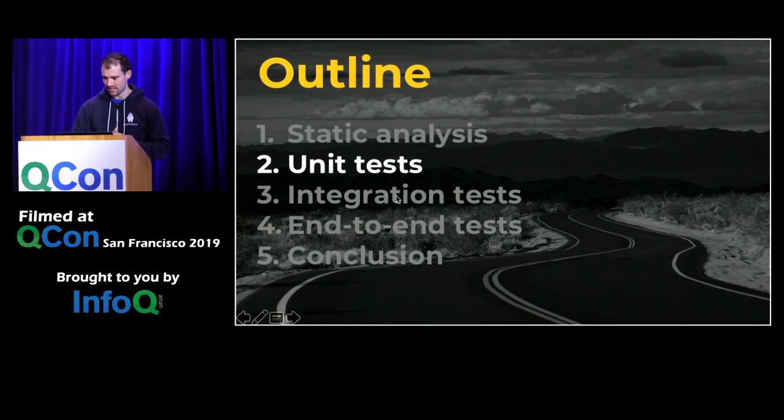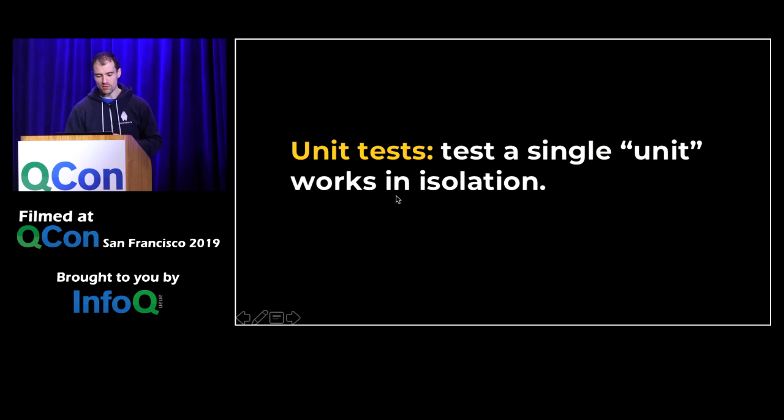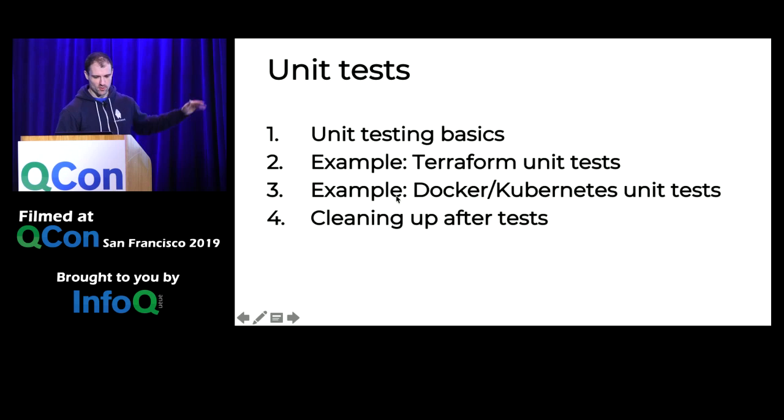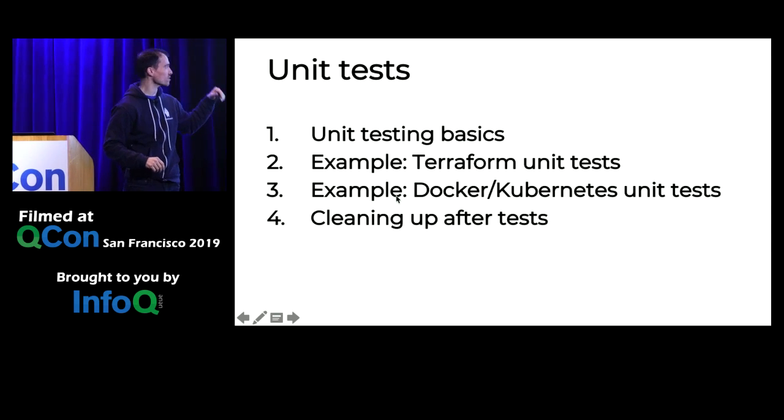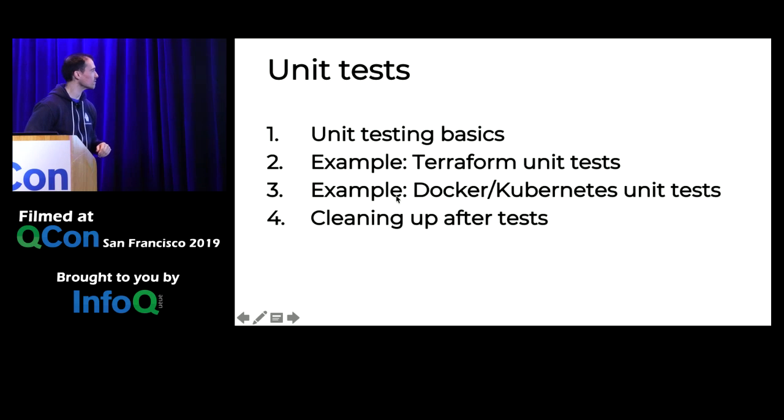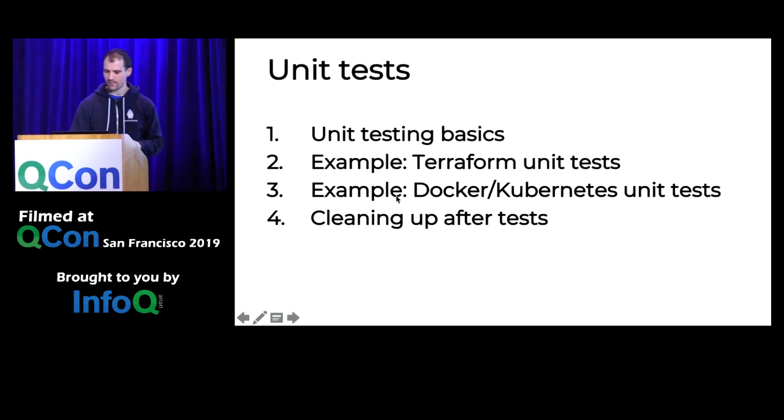Now we're going to get a little more advanced. The idea with unit testing is you want to be able to test, as the name implies, a single unit of your code in isolation. In this section, we're going to go through a few things. We'll introduce the basics of unit testing. I'll then show a couple of examples for two different types of infrastructure code, so we'll look at Terraform and Docker and Kubernetes, and then we'll talk about cleanup.